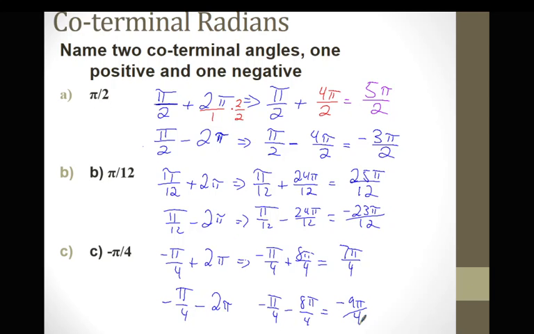So the only difference between coterminal angles in degrees versus coterminal angles in radians, we're still adding or subtracting 1 revolution. We're just doing it with either 360 or 2 pi. So that's one of those things you're going to have to just remember, that they're the same.